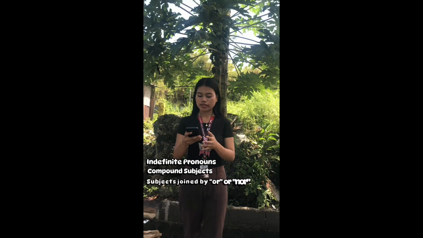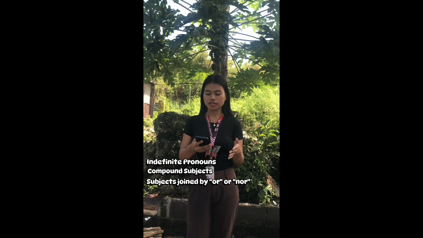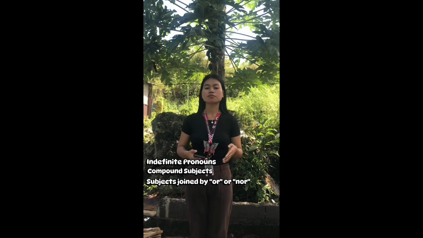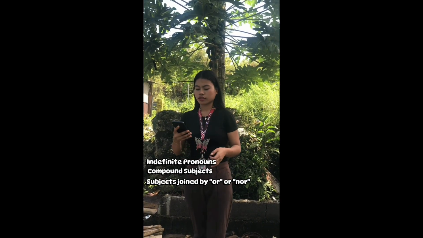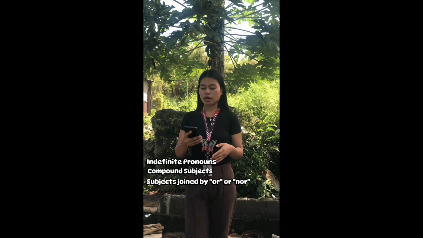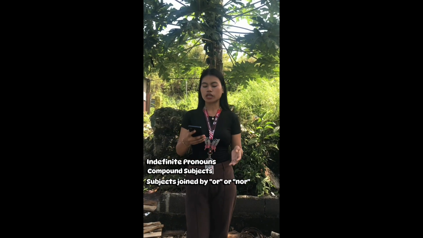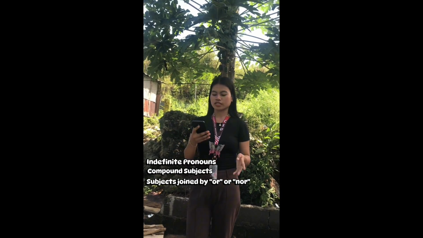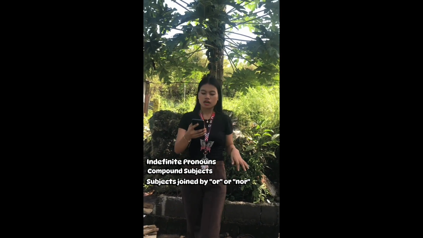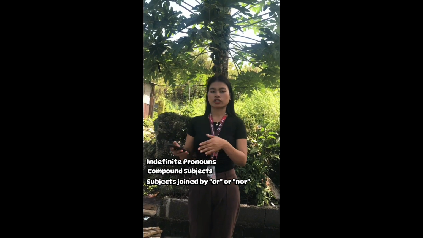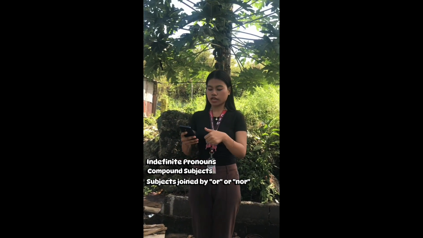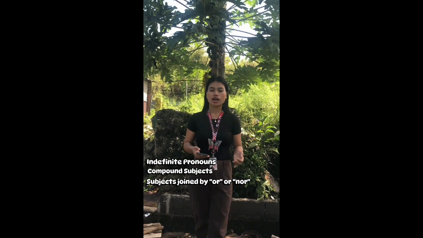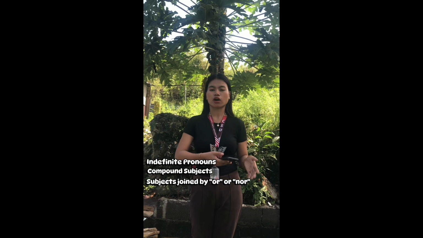And my third one is subjects joined by or, nor. When subjects are joined by or, nor, the verb agrees with the subject closest to it. For example, neither the teacher nor the students were present. Another example is: either the students or the teacher is responsible. So that is another example of subjects joined by or, nor.